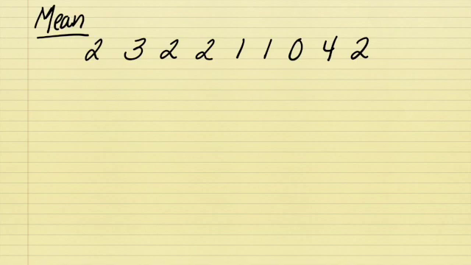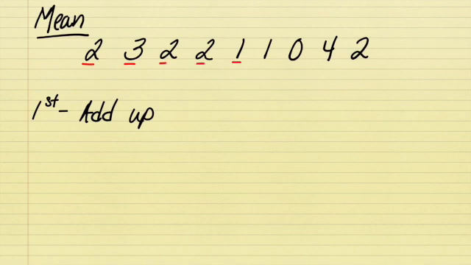All right, so the mean. Here's what you do to find mean. There's 2 steps. First, add them all up. So add all your numbers up, all right? So if I'm doing this, I'm going 2 plus 3 is 5, plus 2 is 7, plus 2 is 9, 9 plus 1 is 10, 10 plus 1 is 11, 11 plus 0 is 11, 11 plus 4 is 15, and 15 plus 2 is 17. So when I add all those numbers up, I'm getting 17.